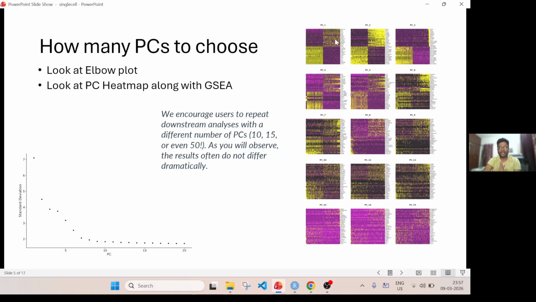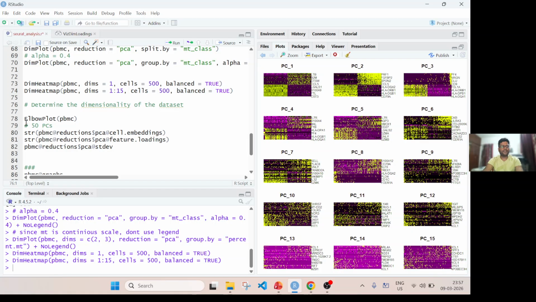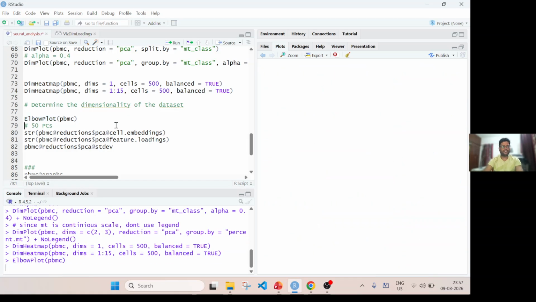So there are two approaches. One is to look at this heatmap where you see the heterogeneity, and based on that you decide how many principal components. And an alternate method is the elbow method, which tells how many principal components to use. So that we will do. For that there is something called an elbow plot. Okay, I will just click it.